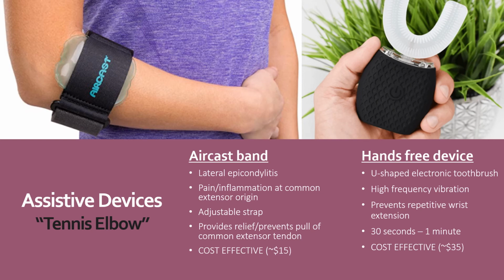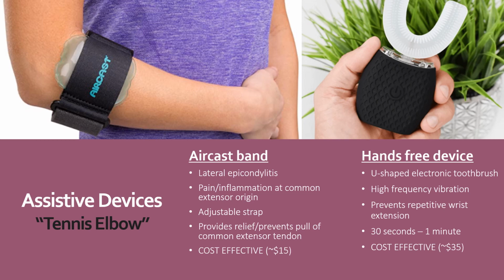Both of these devices are very cost effective and they can be found on Amazon. The AirCast band was about $15 and the hands-free electronic toothbrushing device was about $35.